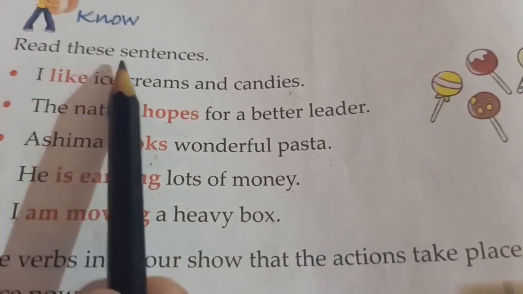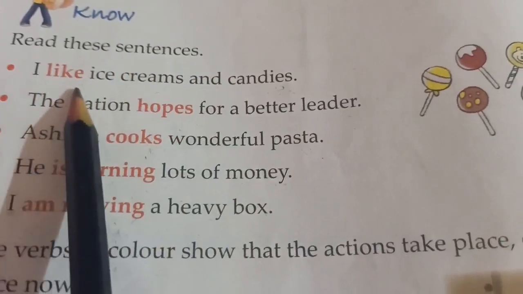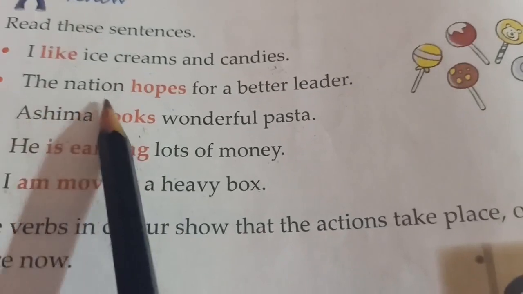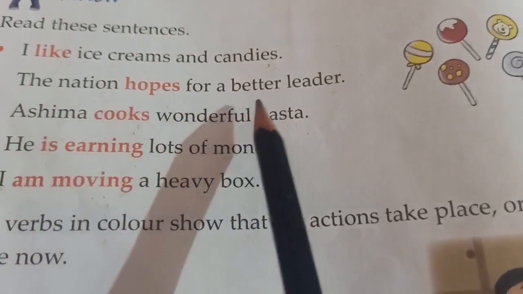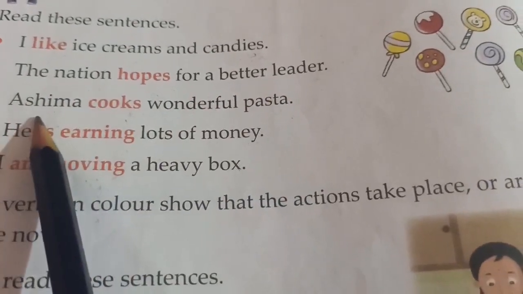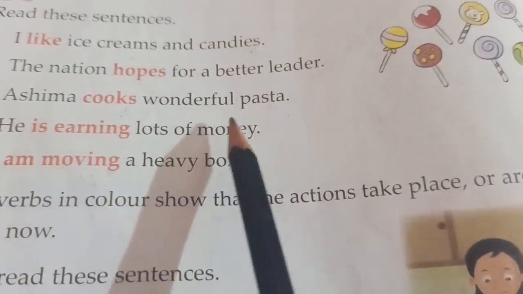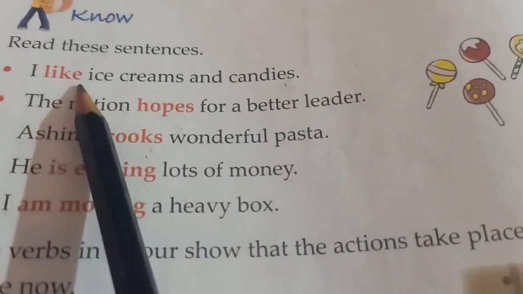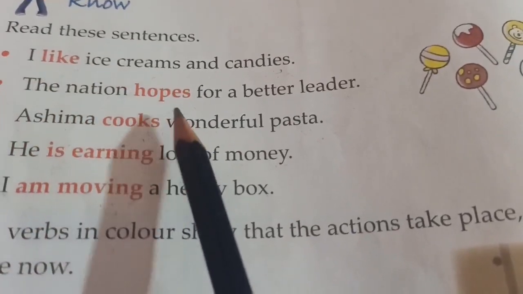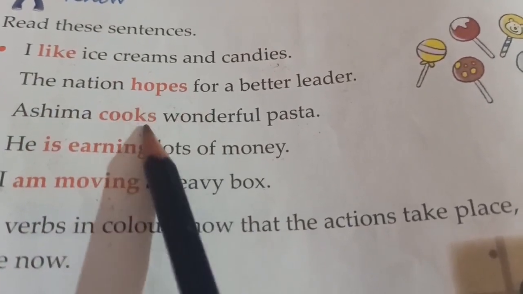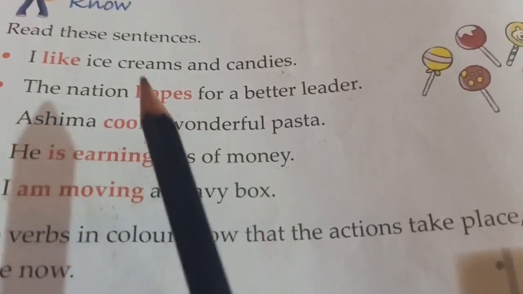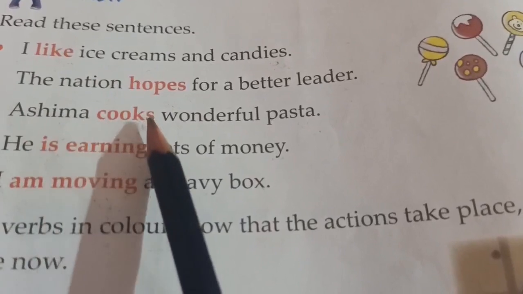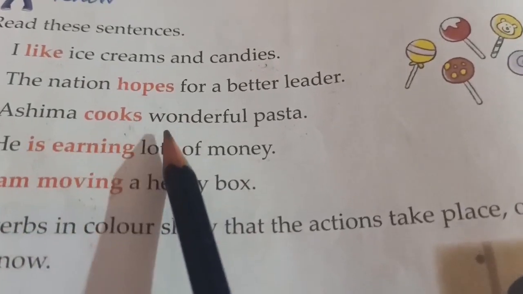Now we will read a few more sentences to understand the different forms of verbs and their uses. So, read these sentences. I like ice creams and candies. The nation hopes for a better leader. Ashima cooks wonderful pasta. Here, like is a base form of verb. Hopes and cooks are the s form of verb, and these show that the action takes place.